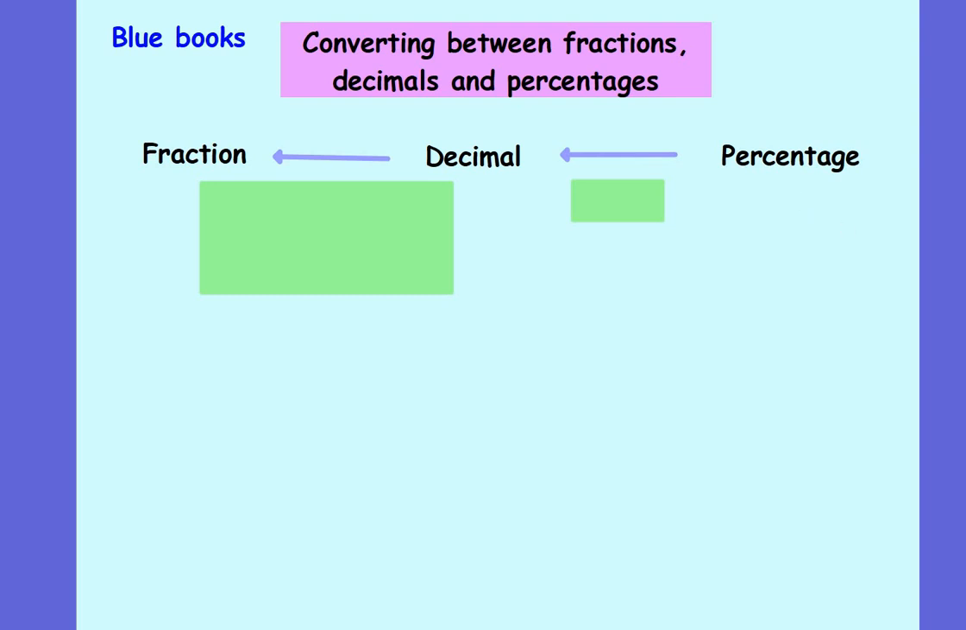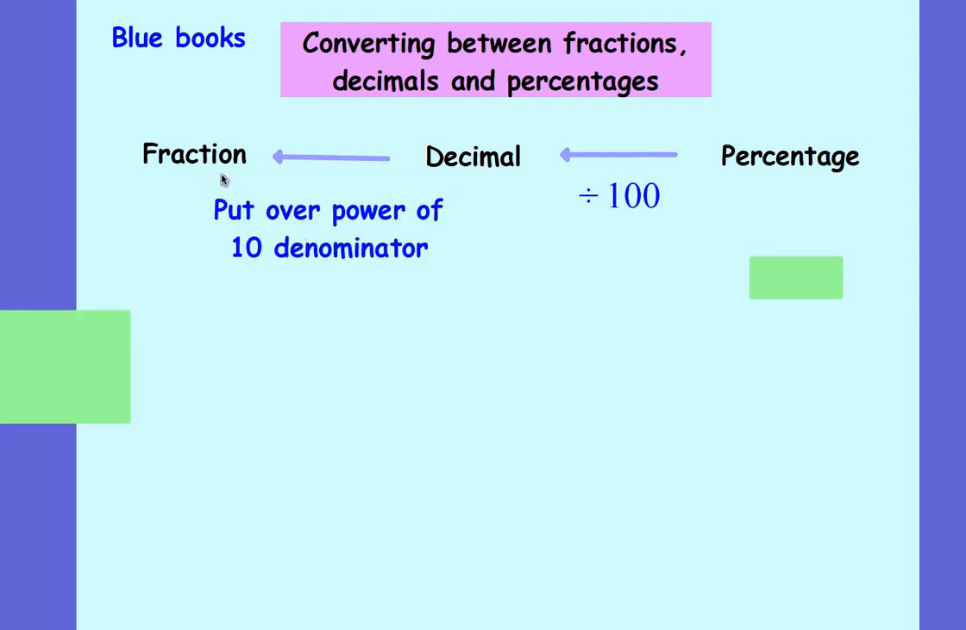Okay, so we've got one final discussion to have. We've said to convert a percentage to a decimal, we divide it by 100. But what we haven't looked at is converting from a decimal to a fraction. To do this, we need to put it over a power of 10 denominator. Put the decimal over a power of 10 denominator. Please can you copy this into your dark blue books now. Pause the video and then we're going to move on.